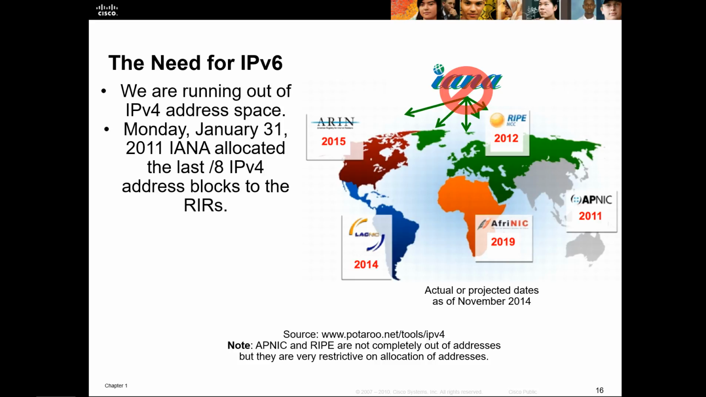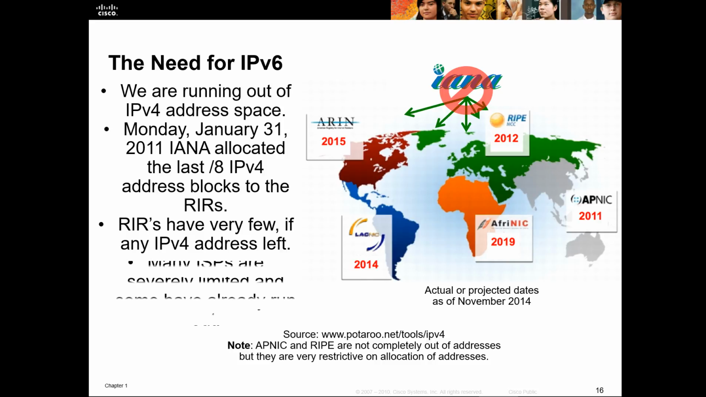But these regional internet registries are running out of addresses to issue, and that's the problem. They have very few, if any, more IPv4 addresses left to allocate. In America, we still have some. In China, for static IPv4 addresses, they've already run out. There are still some out there, but they're highly sought after and extremely expensive because they are rare. That's why they are making the move to IPv6. Many ISPs are limited and are running out.